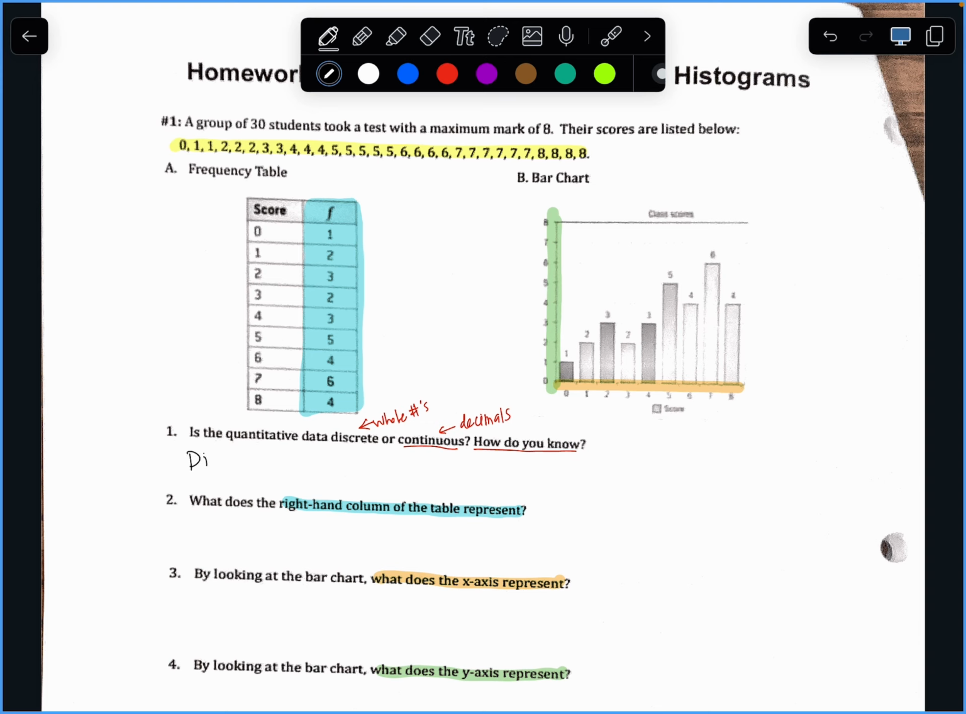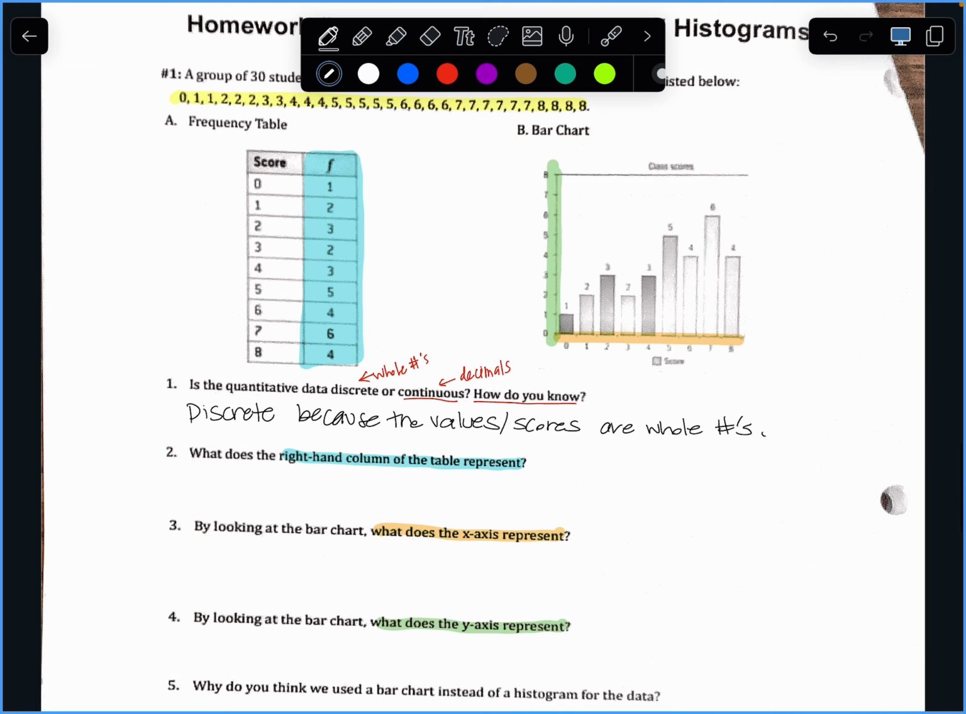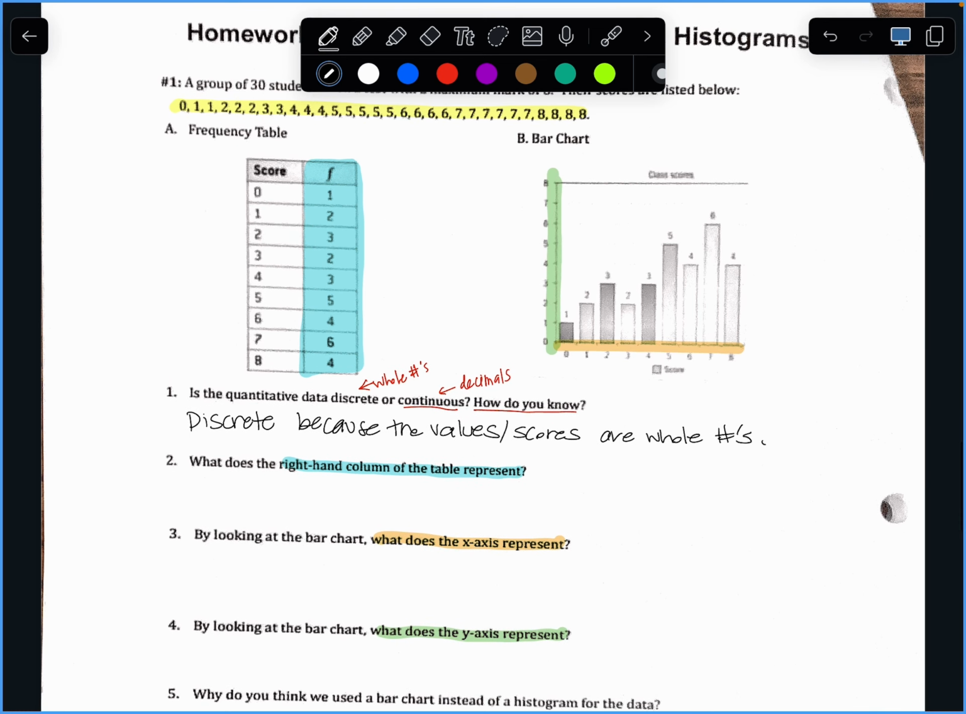So discrete because the values or the scores are whole numbers. No decimals.